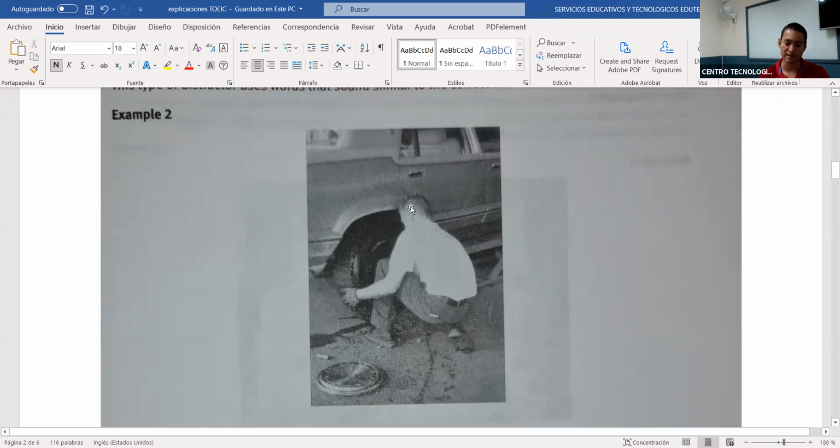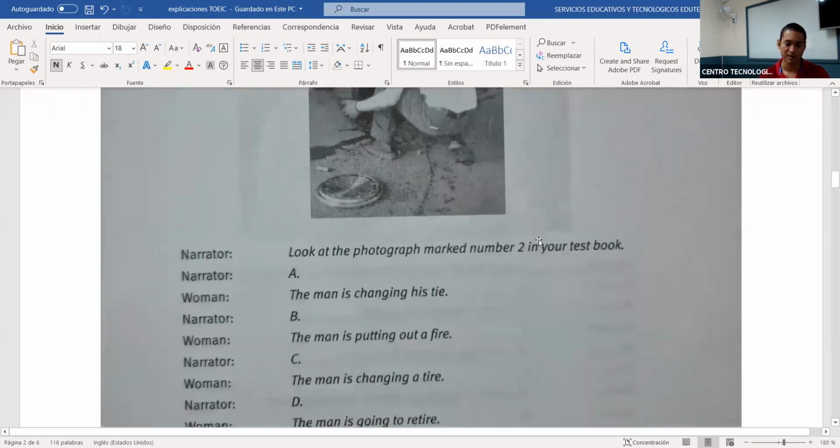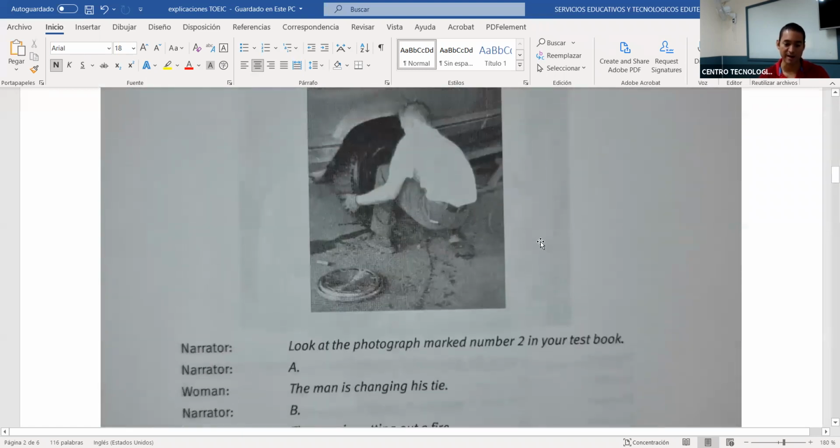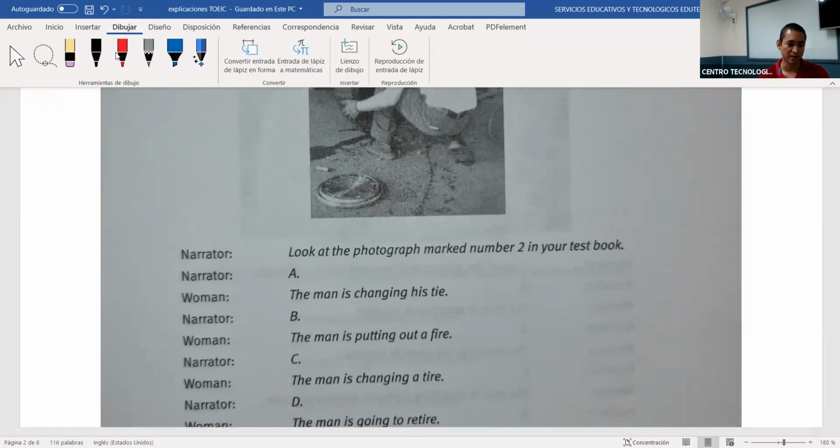Now, pay attention to the similar sounding words. The man is changing his tie. Yeah, I told you, one of the elements is tire, so they are going to use a similar sound to tire. So they use here a tie. This is just to trick people, you know. The element here is tire.